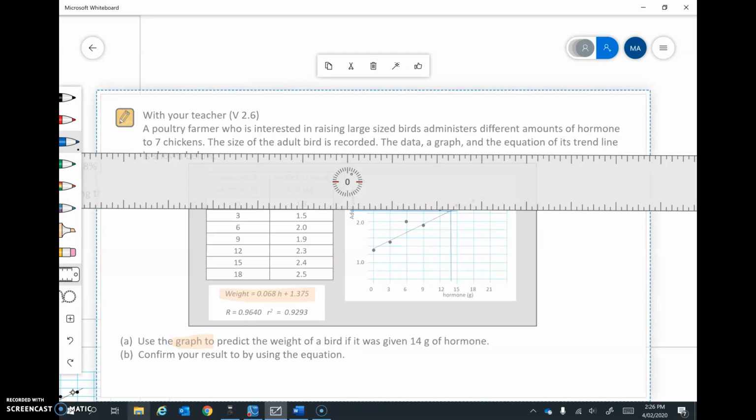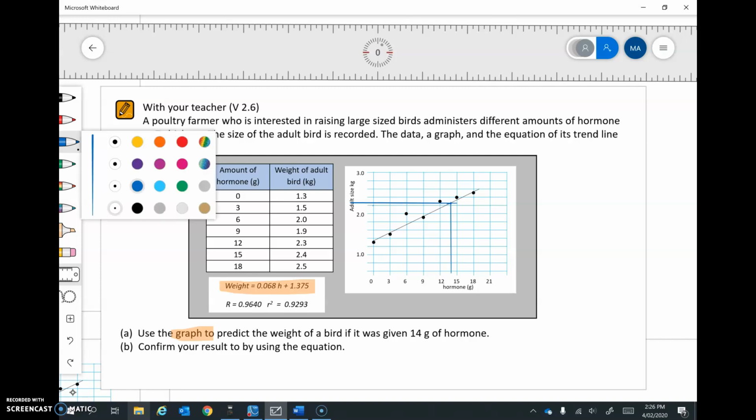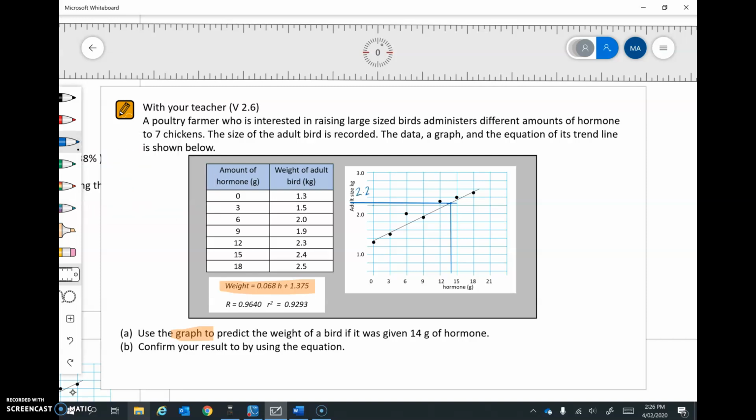Okay, so we get just above 2.2. This is going up in 0.2s on this axis, so that's 2.2 right there. So it's just under 2.3. I don't know, maybe say 2.25, something like that. Kilograms.